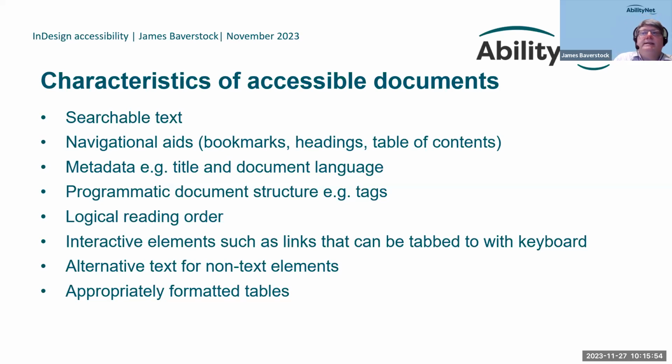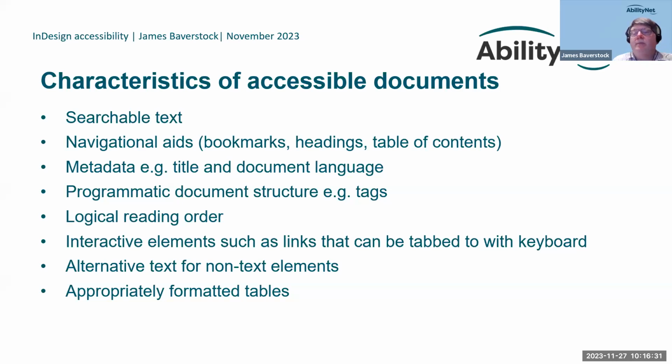We also want our accessible documents to have good navigational aids, so good descriptive headings, and also for longer documents, we may want to use bookmarks, we may want to have a table of contents to ensure that people can navigate around our documents in a variety of ways. We want to have good metadata, so we want to have a descriptive title, and we want to have the document language explicitly set so that someone using a screen reader is going to have it announced using the correct language.